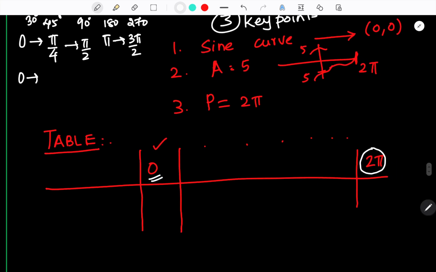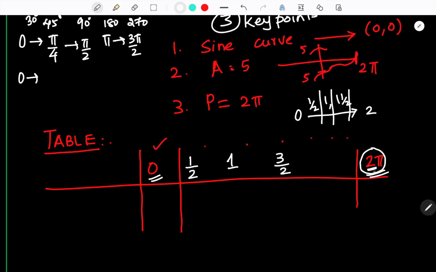If your starting is 0 and ending is 2 pi, just guess in your mind the ending is 2. So between 0 to 2, what are the numbers you'll take? Let me take half, let me take 1, let me take 1.5, let me take 2. That's enough, right? 0, half, 1, 1.5, 2. Let me take half, and let me take 1. 1.5 is 3 by 2, and then 2. Since it's a radian measure, I must take radian values.